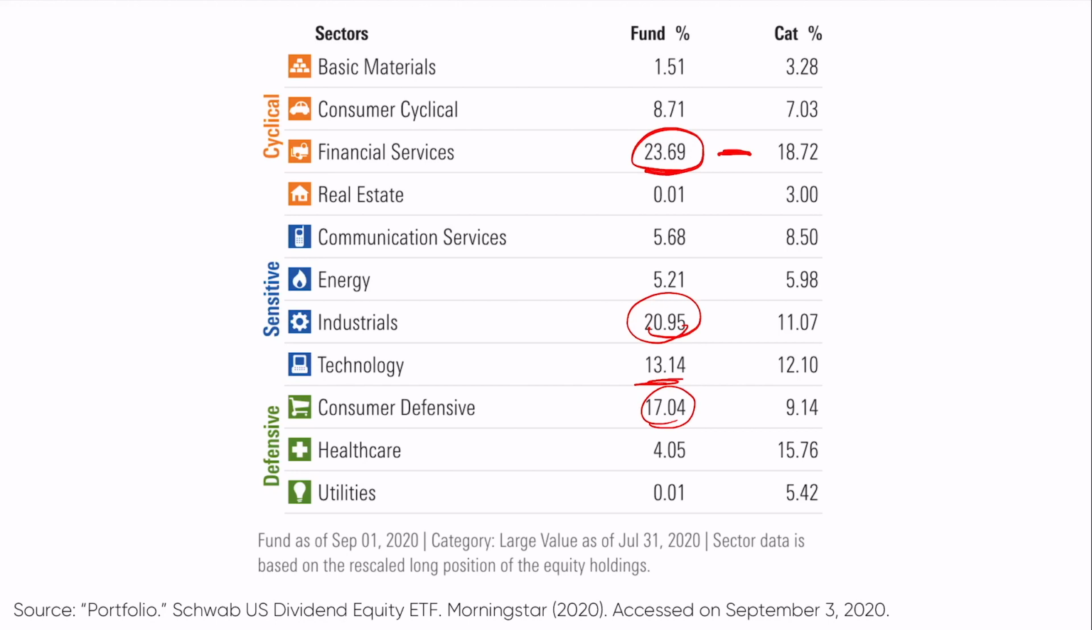It is very overweighted in consumer staple stocks, which is part of the reason why it had less of a drawdown. It's quite a bit underweighted in the healthcare sector, more than 11% underweighted. And then it has no exposure to utilities and no exposure to real estate.